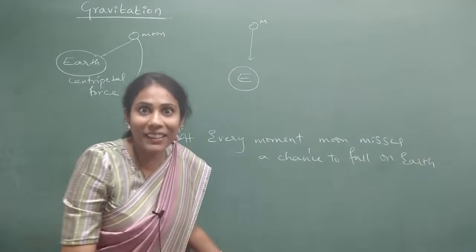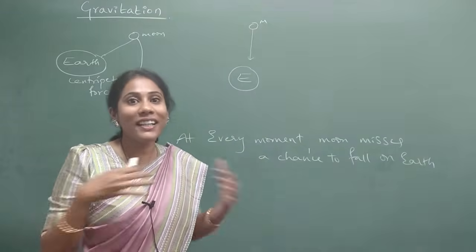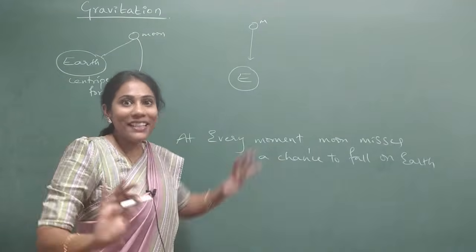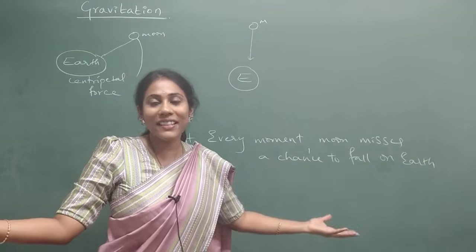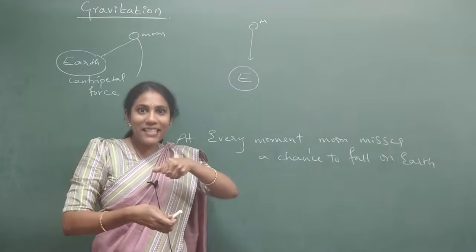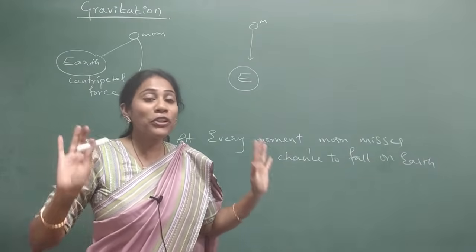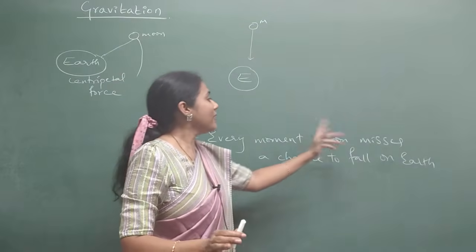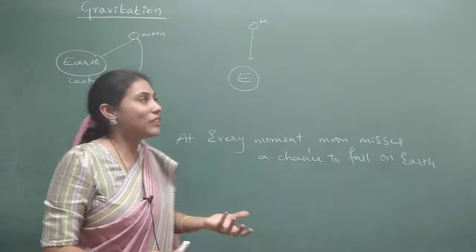That's what we are lucky about, because it misses its chance to fall on earth. We people are very much lucky, we are safe on earth, right? Otherwise at every second, what if it falls on earth? Then earth doesn't exist, because the moon collides with the earth once and it's over in the universe. So there would not be any life on earth. So at every moment the moon misses a chance to fall on earth. That is the wonder of the universe.